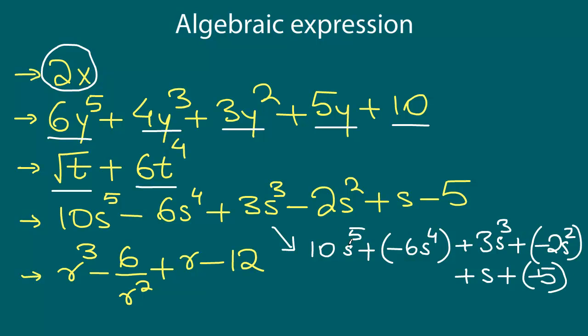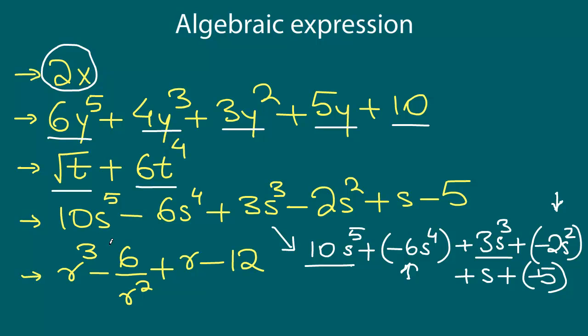And now we will say the first term is this. The second term is minus 6s^4. The third term is this, 3s^3. The fourth term is minus 2s^2. Fifth term is s, and the sixth term is minus 5.